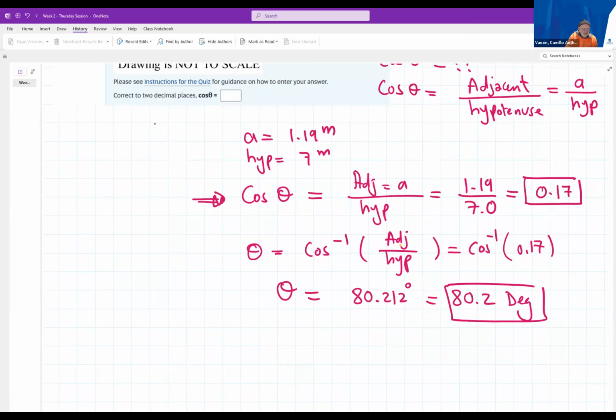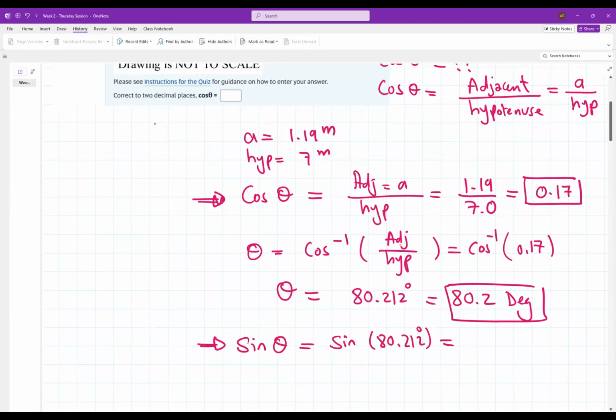So if the dimension is not given, you can get it from the trigonometry function, or you can also find B. So you have a lot of ways to find it. But if this way is easier for you, then it is better as well. Because we already know cosine theta, we can find the angle theta, and then from the angle theta we can find sine theta. So sine theta will be sine 80.2 degrees, which is 0.985.